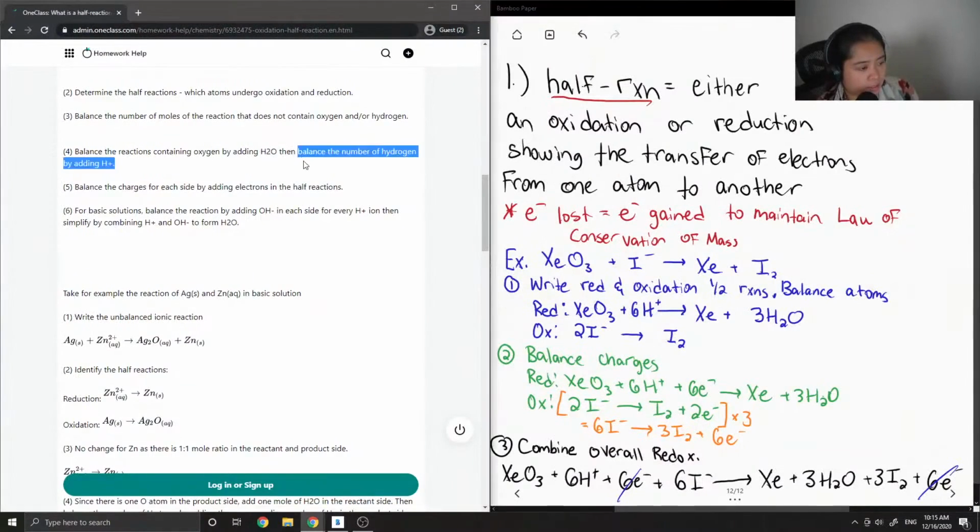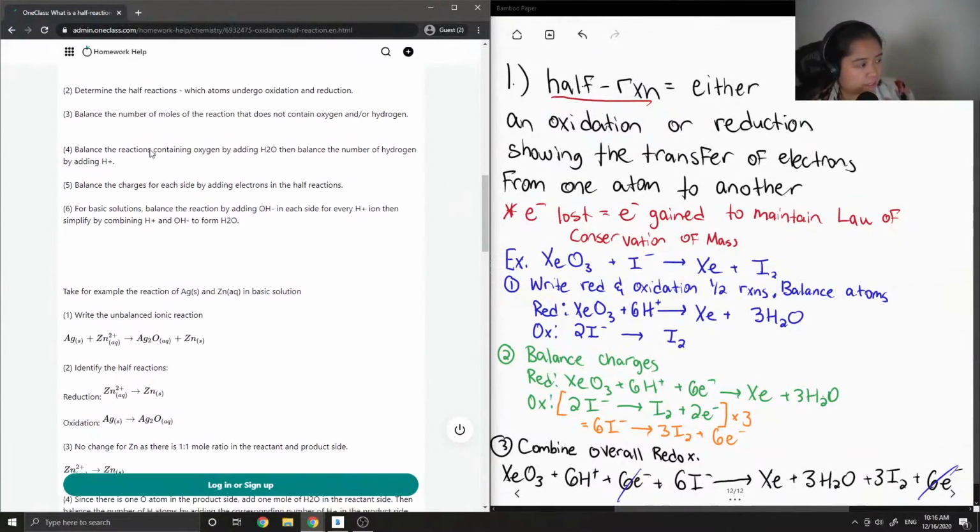So this actually depends on whether or not your solution is in acidic or basic conditions. So when you're in acidic conditions, you would add H+. So this is your typical example, like a lot of examples are in acidic conditions, but just so that we are all aware, if we were in basic conditions, then we would just be adding OH- ions.